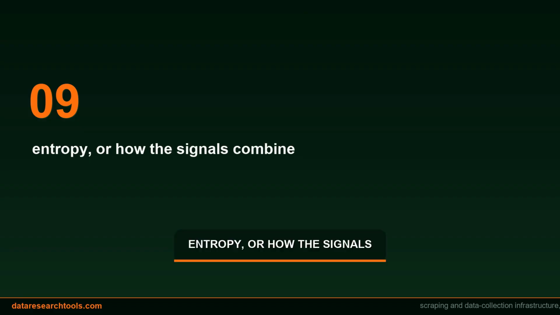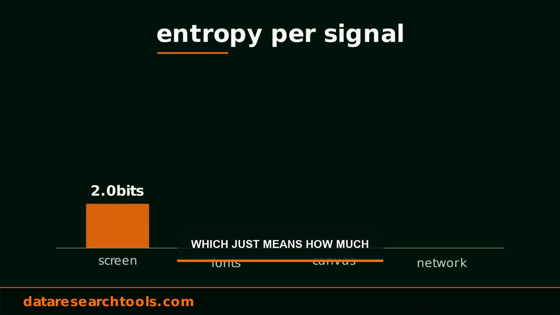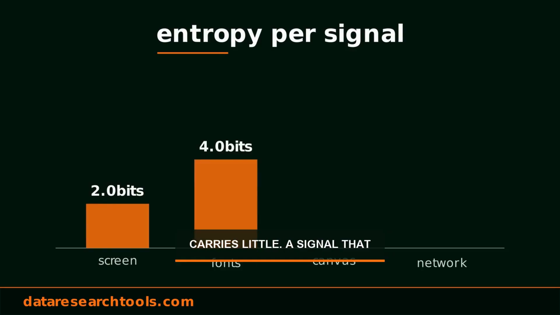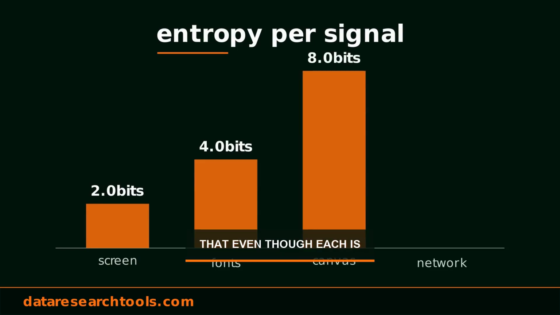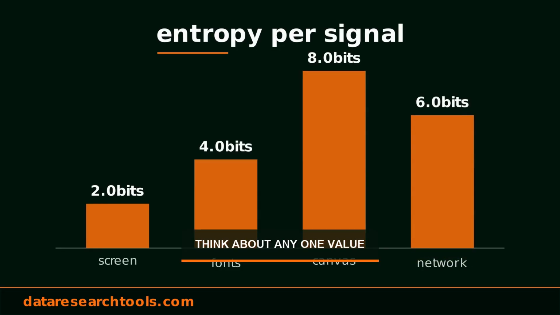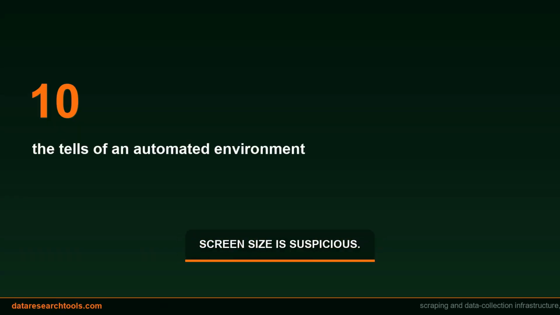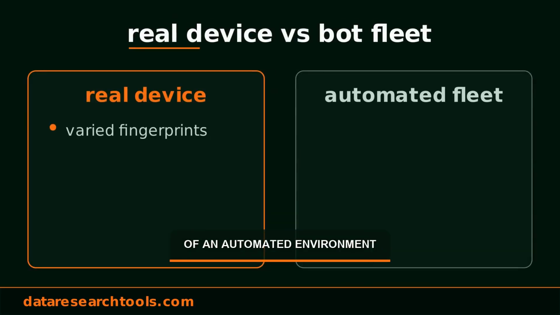Entropy, or how the signals combine. The word for what makes this work is entropy, which just means how much a signal narrows the field. A signal that everyone shares carries little. A signal that varies a lot carries more. Detection combines many signals so that even though each is weak, the total is strong. This is why you cannot think about any one value in isolation. The system is not asking whether your screen size is suspicious. It is asking whether the whole bundle taken together looks like a real person's device or like something assembled to look like one.